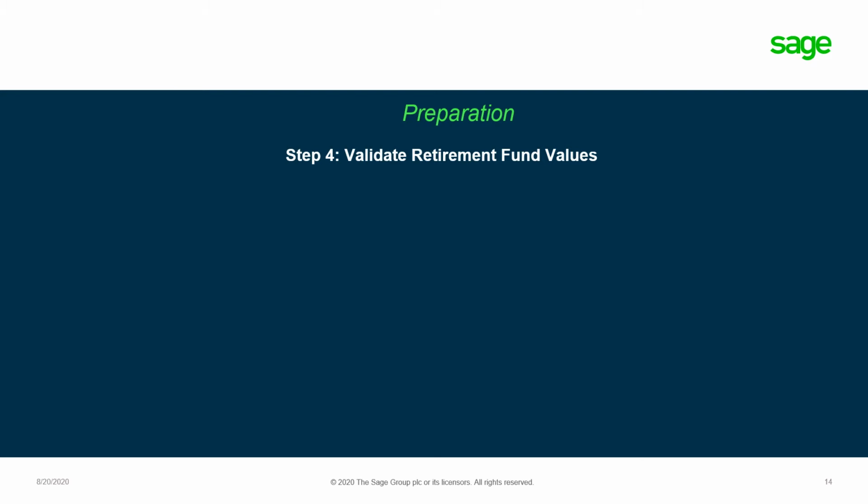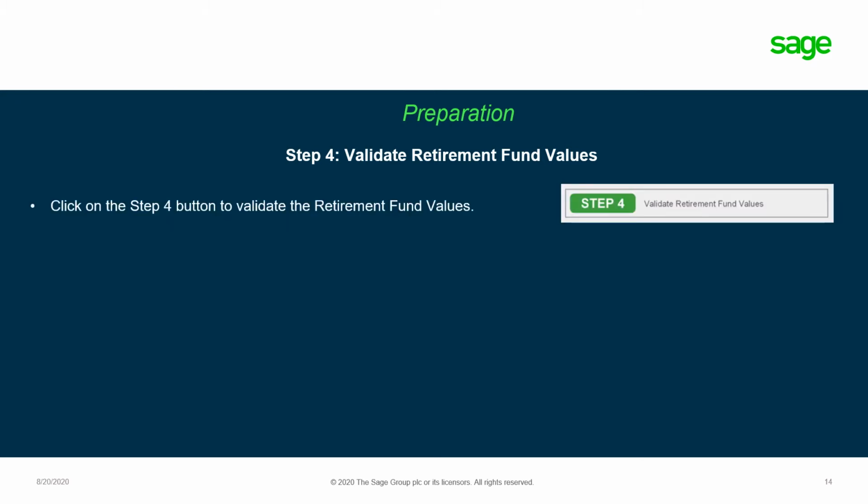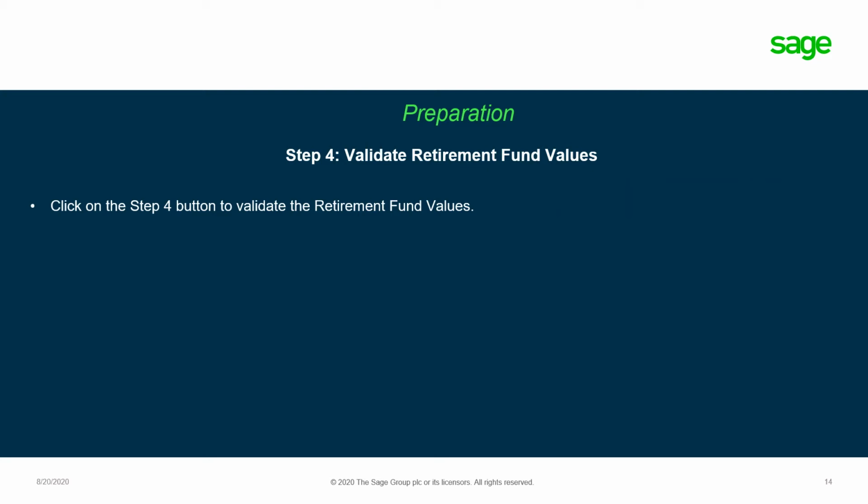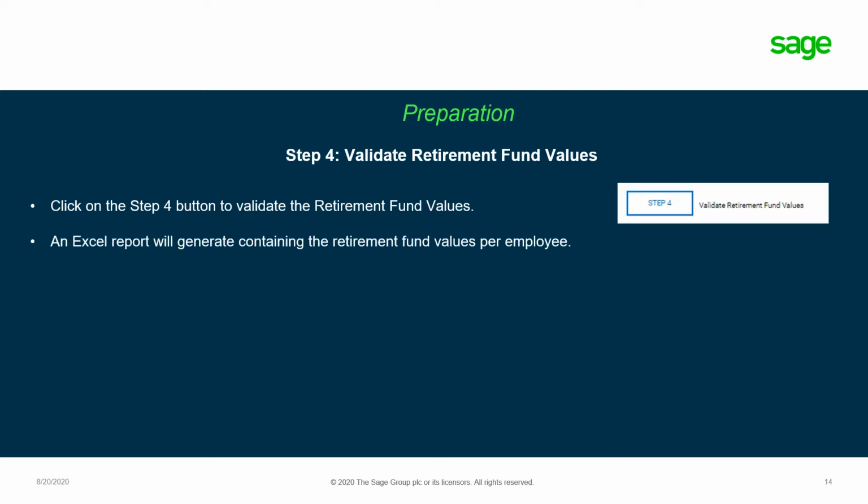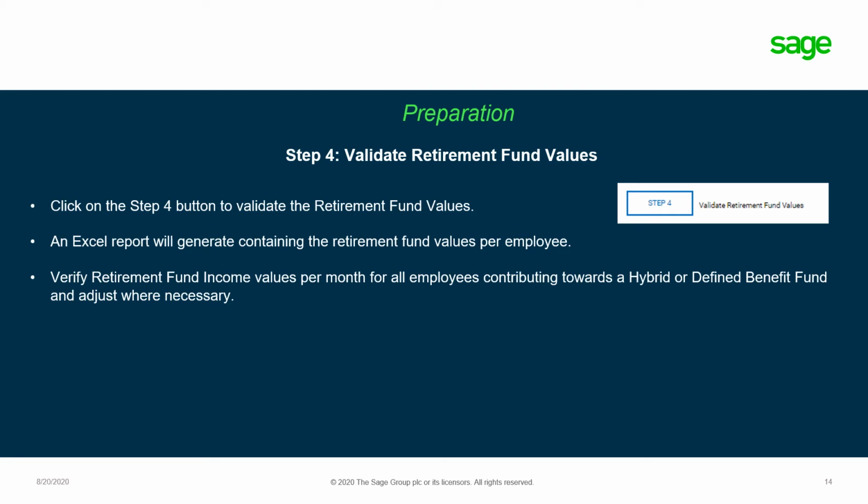Step 4. Validate retirement fund values. Click on the Step 4 button to validate the retirement fund values. An Excel report will generate containing the retirement values per employee. Verify retirement fund income values per month for all employees contributing towards a hybrid or defined benefit fund and adjust where necessary. Generate the retirement funds report, report number 765, per month to use for further verifications.